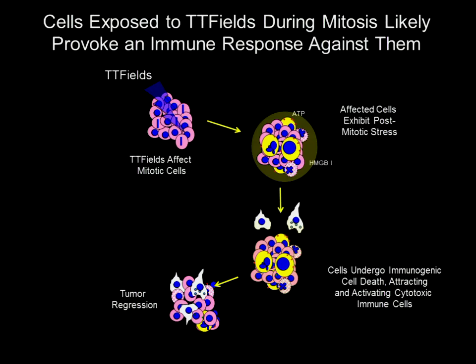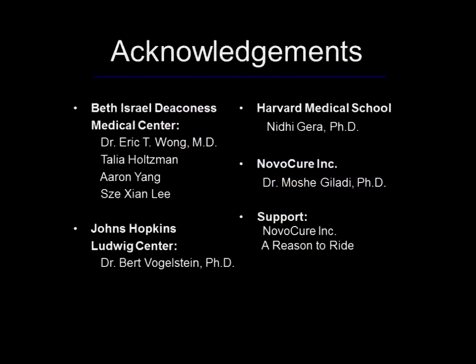So this is the model for how the therapy is likely to actually work in patients. You have TTField treatment of mitotic cells. These mitotic cells exit mitosis aberrantly. You get ATP, HMGB1 secretion, and calreticulin upregulation. And then that attracts and activates immune effector cells, which then results in tumor regression.